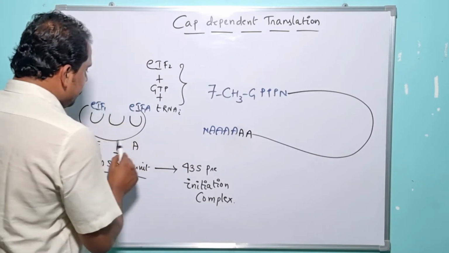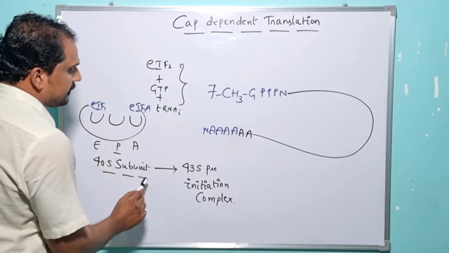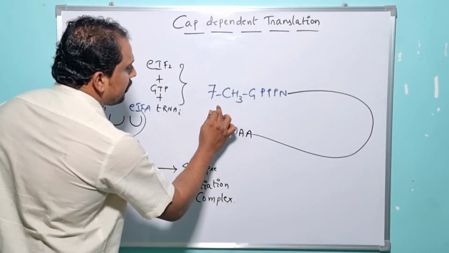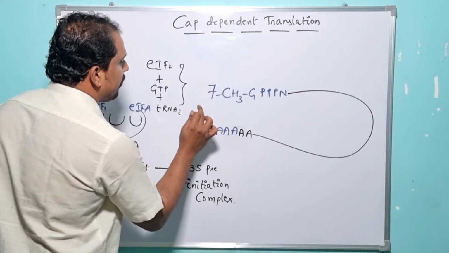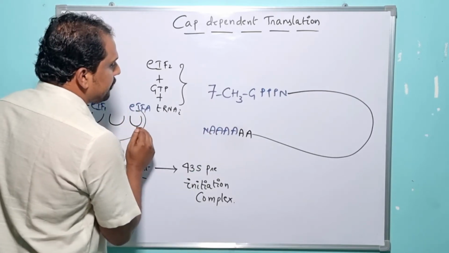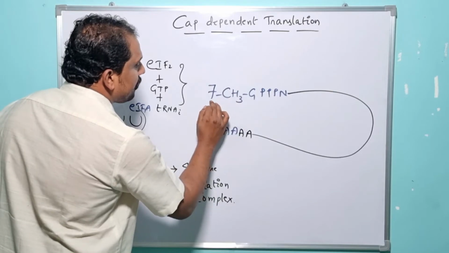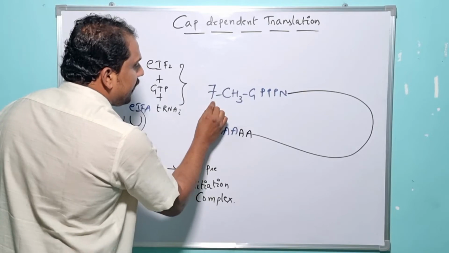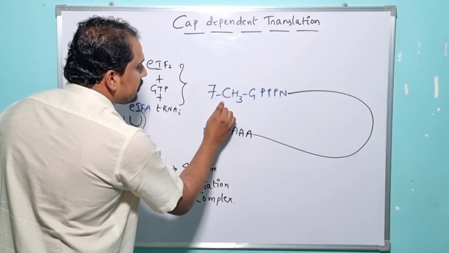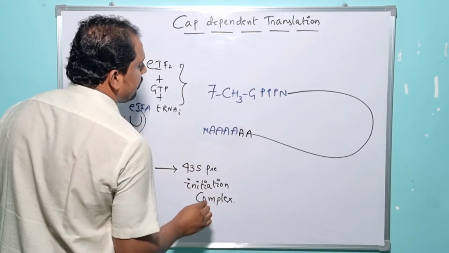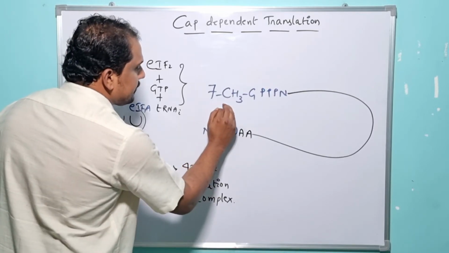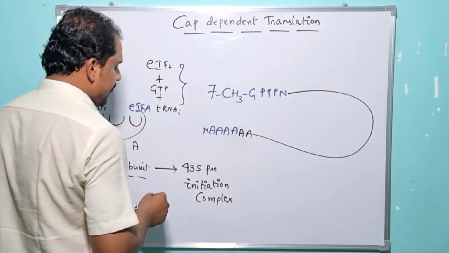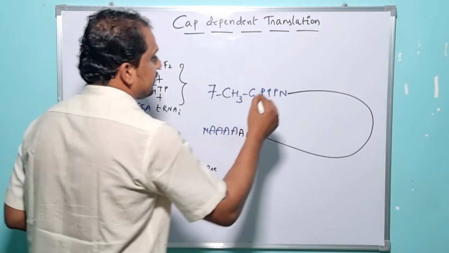So here, the 43S pre-initiation complex, which is formed here, itself is unable to recognize the methylated guanosine nucleotide, which is present at the extreme 5' end of the eukaryotic mRNA. In order to recognize the methylated guanosine nucleotide, which is present at the extreme 5' end of the eukaryotic mRNA, the translation process takes the advantage of a specific initiation factor, and it is nothing but what? Eukaryotic initiation factor 4F.